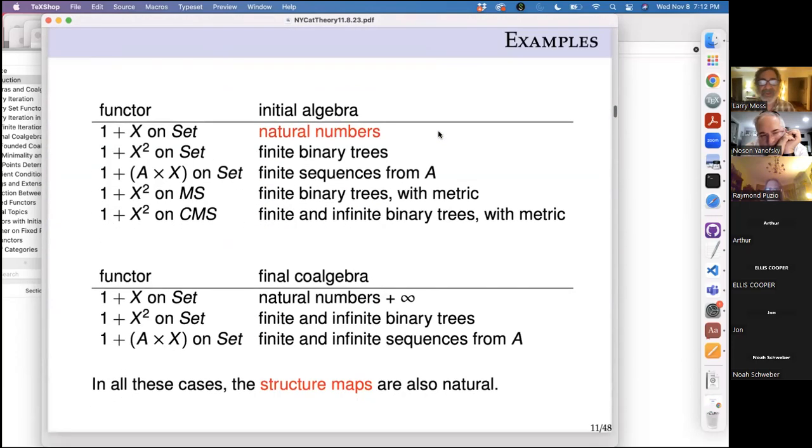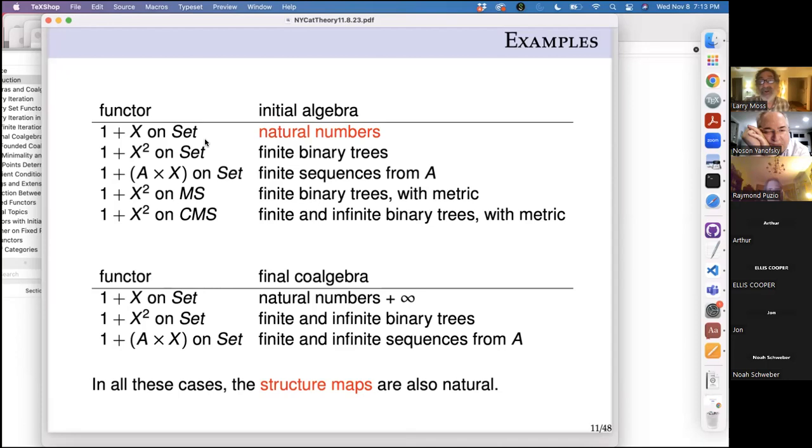So here's a kind of chart of why somebody would want to do this kind of stuff. For this talk, the main reason is that you recover a lot of interesting objects in mathematics by asking for initial algebras and final coalgebras. We've seen that for the functor 1 plus x on Set, the initial algebra is the natural numbers together with 0 and successor. If you change the functor to this one, you get finite binary trees. If you change it to this functor, 1 plus a times x, where a is a fixed set, you get finite sequences from a, and you get the recursion principle for how you define functions by recursion on sequences.